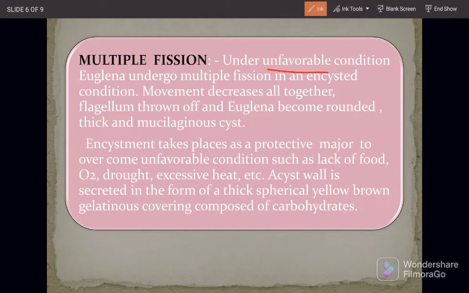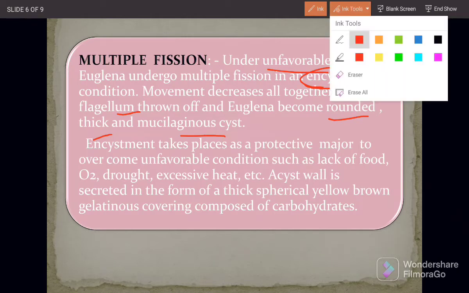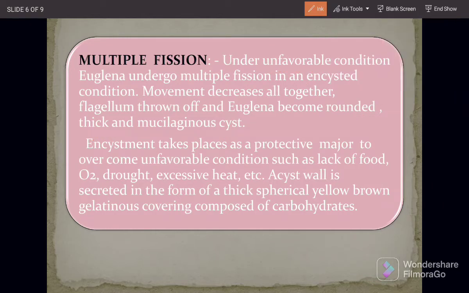Encysted means being under some protective case, under a protective layer. Now movement decreases altogether; there is no movement. The flagellum is thrown off, meaning the flagellum will be cut off. The Euglena becomes a rounded, thick and mucilaginous cyst. So this multiple fission takes place under unfavorable conditions.